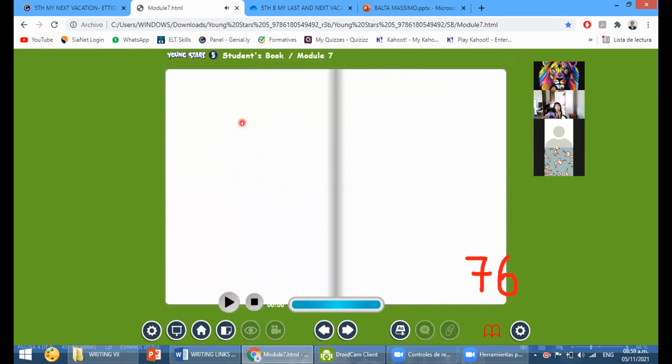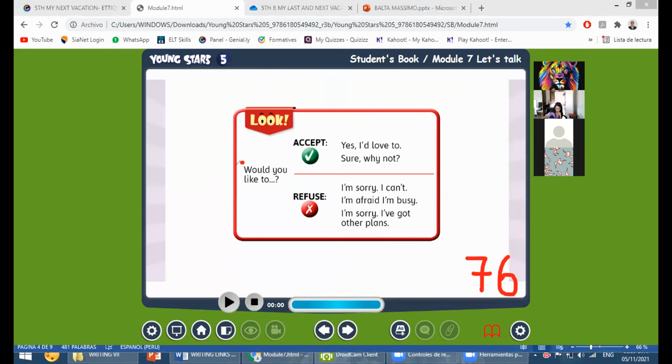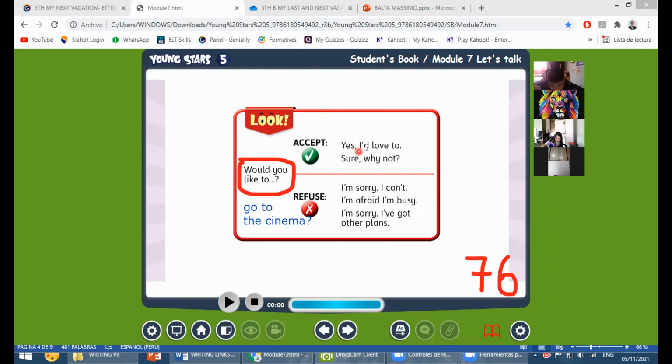Okay, we are going to practice this conversation. How to accept or refuse invitations. An invitation is with this expression. For example, I can say, would you like to go to the cinema? This is an invitation. And to accept that invitation, you say, yes, I'd love to. Or the other option, sure, why not?